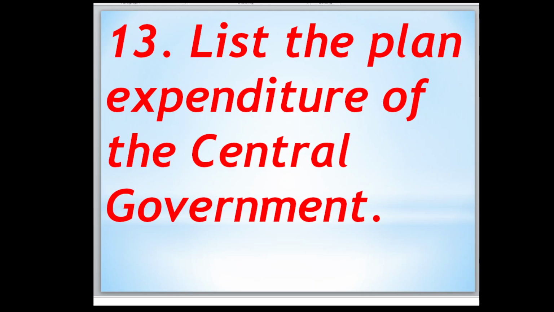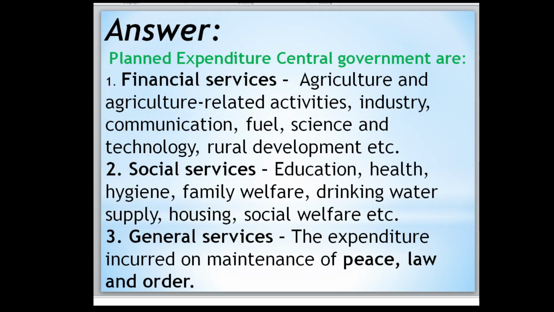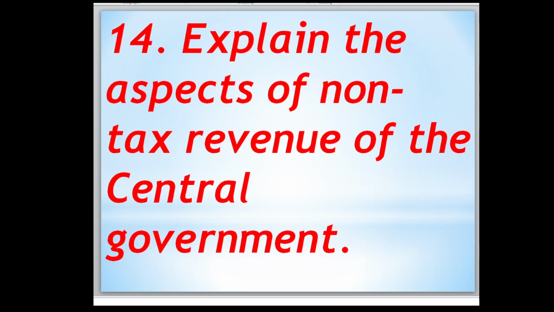List the planned expenditure of the central government. The planned expenditures of the central government are, first, economic services: agriculture and agriculture related activities, industry, communication, fuel, science and technology, rural development, etc. Then social services like education, health, hygiene, family welfare, drinking water supply, housing, social welfare, etc. Then third is general services: the expenditure incurred on maintenance of peace, law and order. Then move to the 14th.